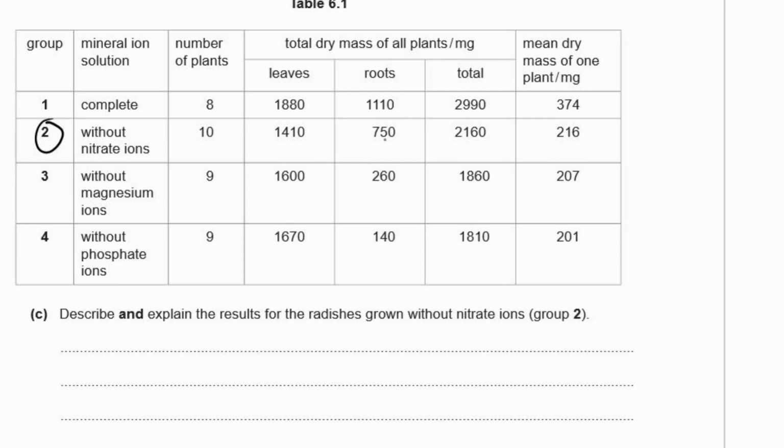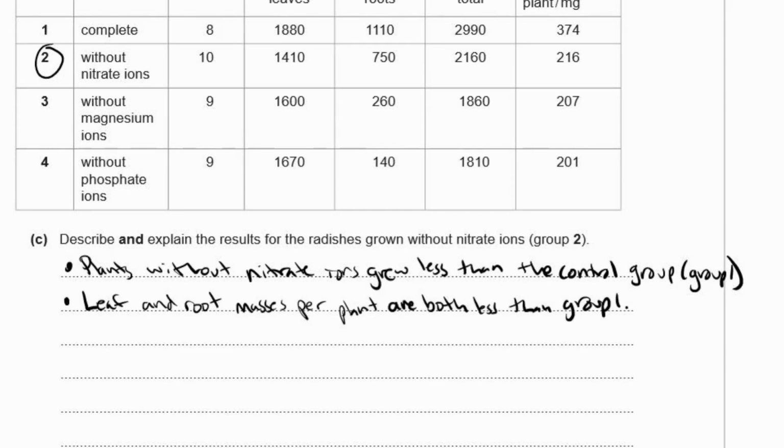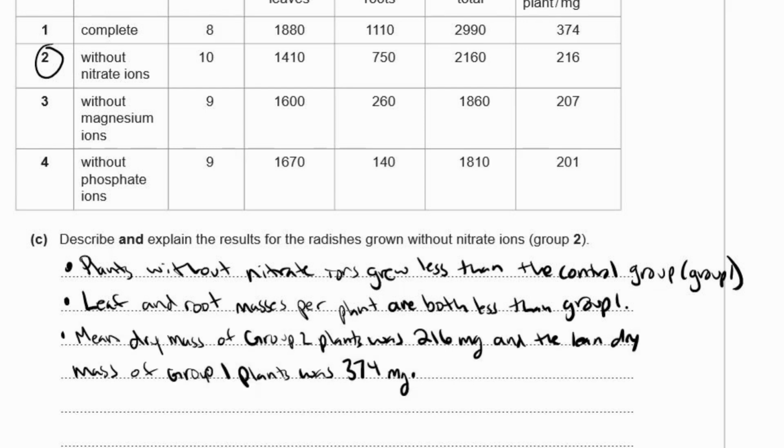Okay, another point will be for taking figures. So say the mean dry mass of a plant without nitrates was 216 milligrams, and the mean dry mass of a plant with nitrates is 374 milligrams. You're comparing using the table, so you should probably quote a data point. So plants without nitrate ions grew less than the control group, which was group 1. So the leaf and the root masses per plant are both less than in group 1. Okay, now you can quote a data point. So the mean dry mass of group 2 plants was 216 milligrams, and the mean dry mass of group 1 plants was 374 milligrams.